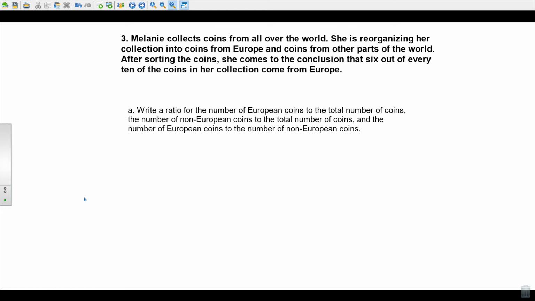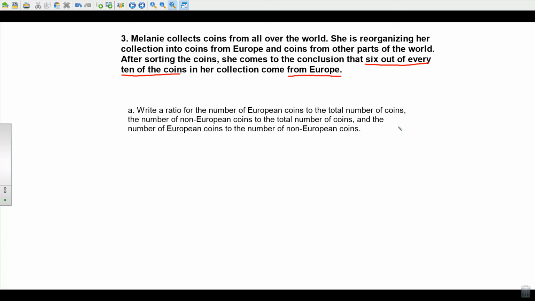So, number 3 said Melanie collects coins from all over the world. She is reorganizing her collection into coins from Europe and coins from other parts of the world. After sorting the coins, she comes to the conclusion that 6 out of every 10 of the coins in her collection are from Europe. So, I want to underline that part. 6 out of every 10 are from Europe.